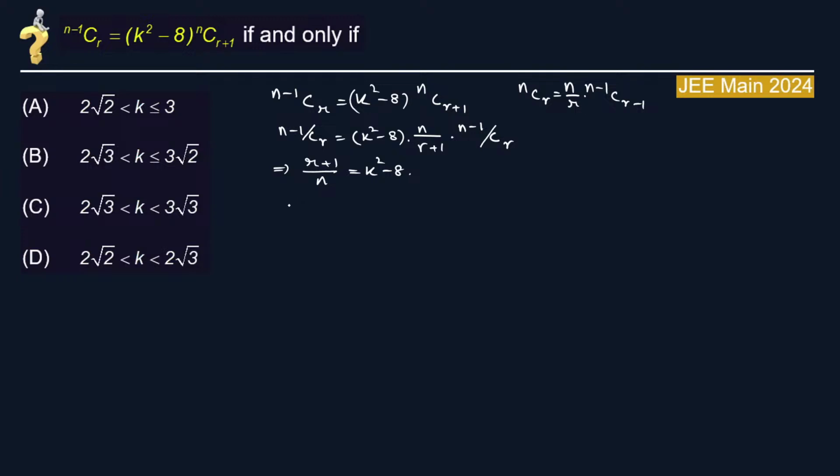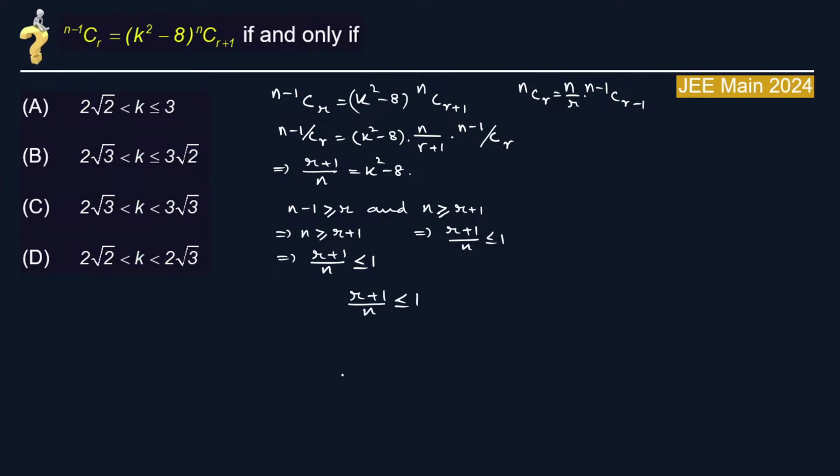And we all know that from the given equation, n minus 1 will be greater than or equal to r, and n will be greater than or equal to r plus 1, right? So from here we are getting n is greater than or equal to r plus 1. So r plus 1 by n is less than or equal to 1. Same thing from here also. So r plus 1 over n is less than or equal to 1.